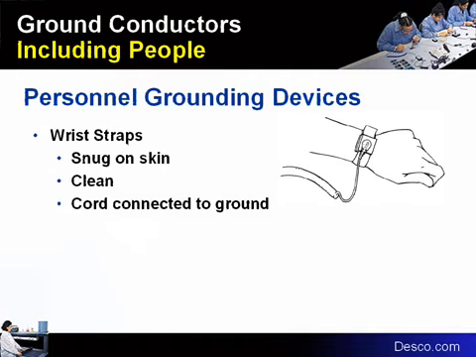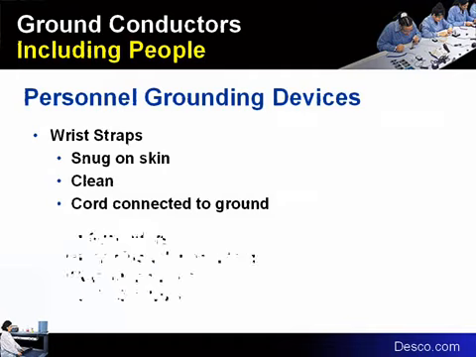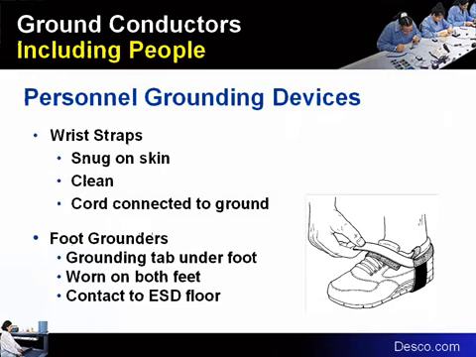The front line of defense is always the personal grounding device, which would be the wrist strap, which should be worn snug on the skin, should be clean, and the cord connected to ground. Foot grounders are an alternate system where it is strapped on the heel of the shoe. The grounding tab is stuck under the foot. You would wear one on both feet, but it also needs to be in contact with some ESD grounded flooring system, either ESD carpet, ESD tile, ESD paint, ESD epoxy floor, but you need a floor system in conjunction with heel grounds.